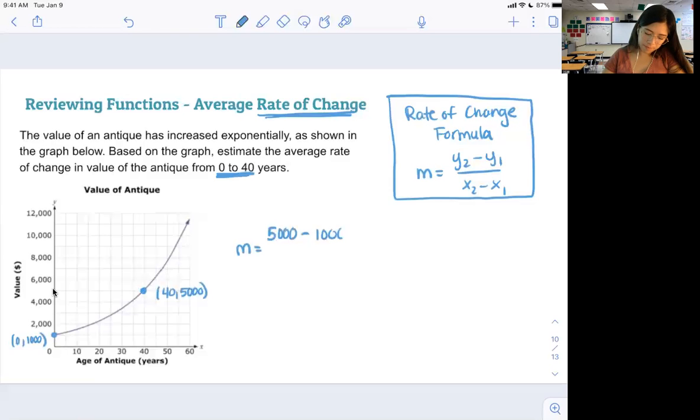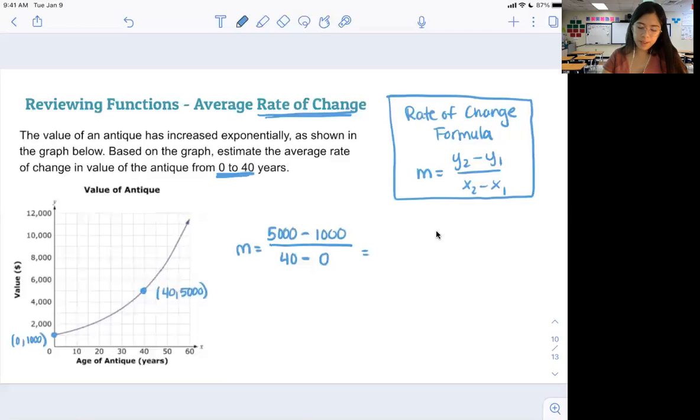So I have 5,000 minus, what's Y1? 1,000. What's X2? 40. And X1, 0. So Y2, Y1, X2, X1. And that's just because this is my second point and this is my first point. So I have X1 and Y1, and X2 and Y2. Do I have any questions on where those numbers come from? Cool.